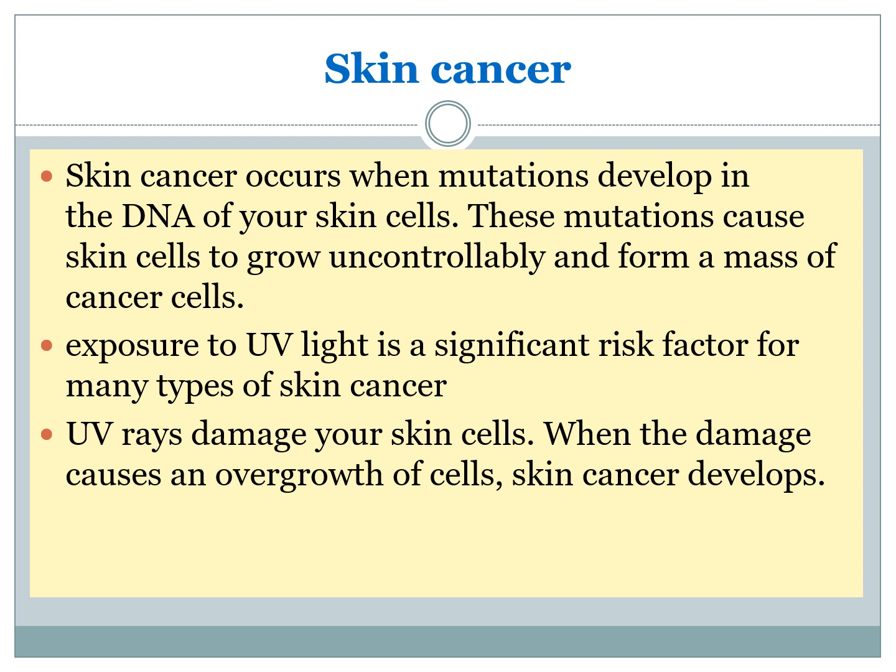Then skin cancer. It occurs when mutations develop in the DNA of your skin cells. These mutations cause skin cells to grow uncontrollably and form a mass of cancer cells. Exposure to UV light is a significant risk factor for many types of skin cancer. UV rays damage your skin cells. When the damage causes an overgrowth of cells, skin cancer develops.